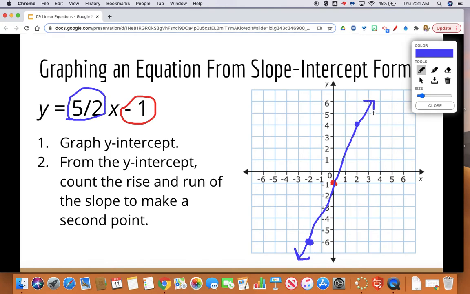Again, we really want to see 3 points. If we would have gone up 5 over 2, we would have just been off the graph a little bit, but that's okay if you wanted to continue your line that way.